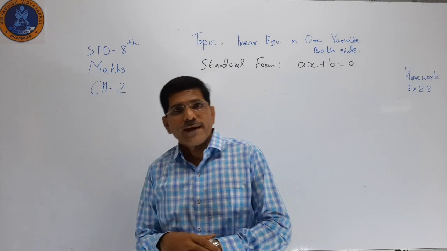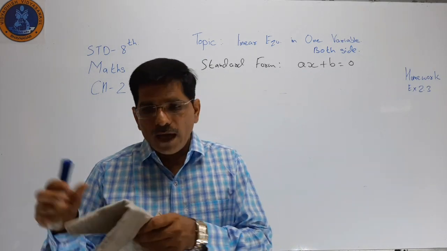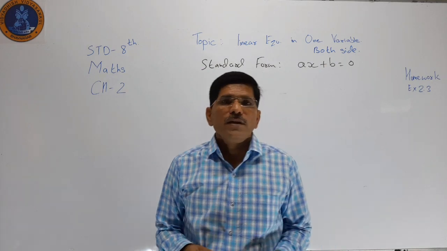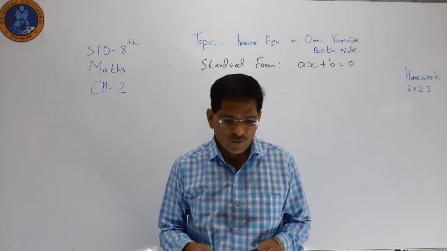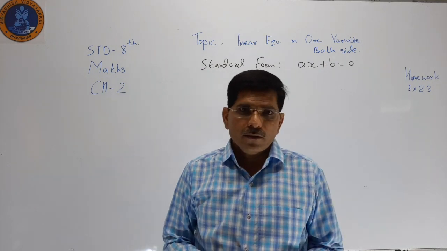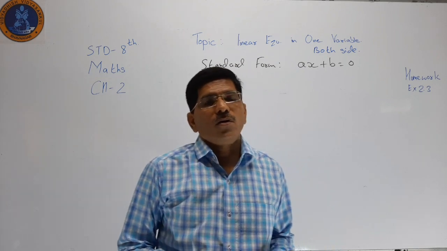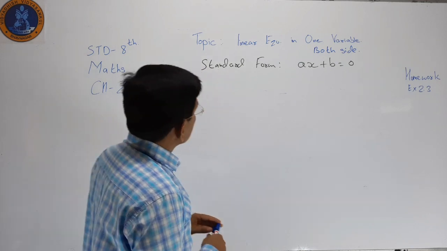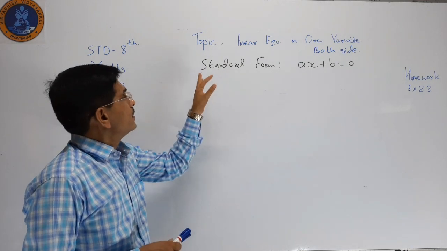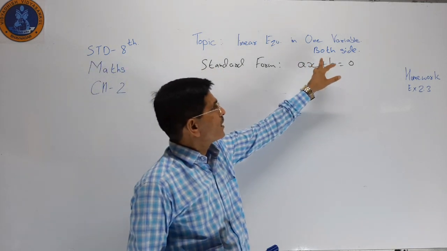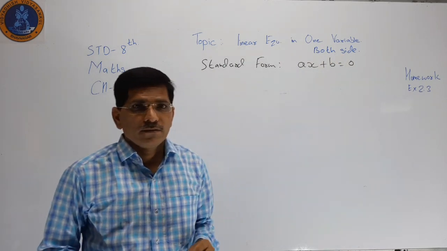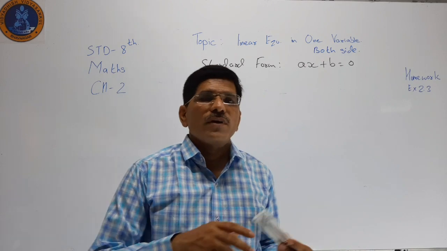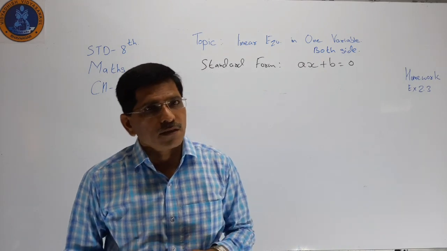Good morning, friends. In the last lecture, we discussed the linear equation in one variable. Exercise 2.1 we have already completed. Today we want to discuss the linear equation in one variable with variables on both sides. If variables are on both sides, then in what way do we have to solve this sum?